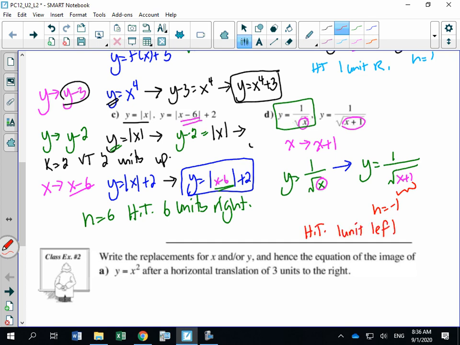Some students would say, okay, well, how is that not a k value? If it was a k value, what they would have done is put the -1 or the +1 outside of the function. That would be outside of the function. This is within the function, so it's replacing x. Okay, so that's something called replacement notation.